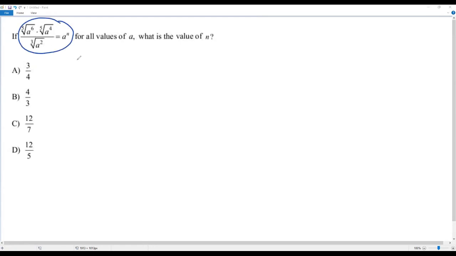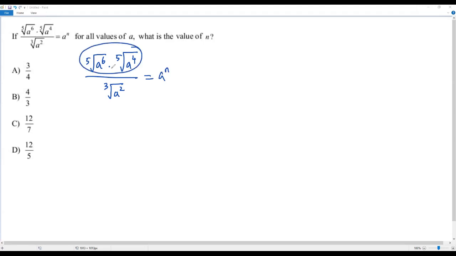Okay, in the given equation, we have to solve for n. Now let me take the given equation as it is. That is the fifth root of a to the sixth power times the fifth root of a to the fourth power, divided by the cube root of a squared, equals a to the power of n. Here in the numerator, we have two like radicals multiplied because the index of this radical is 5, the index of this radical is also 5.